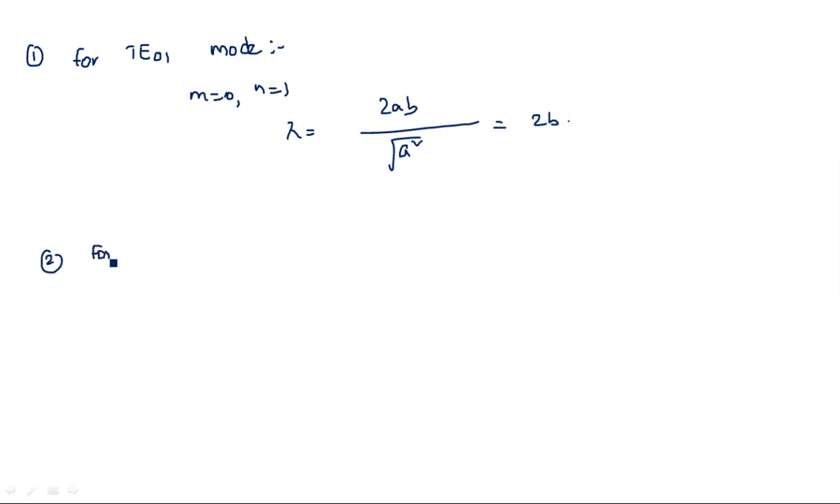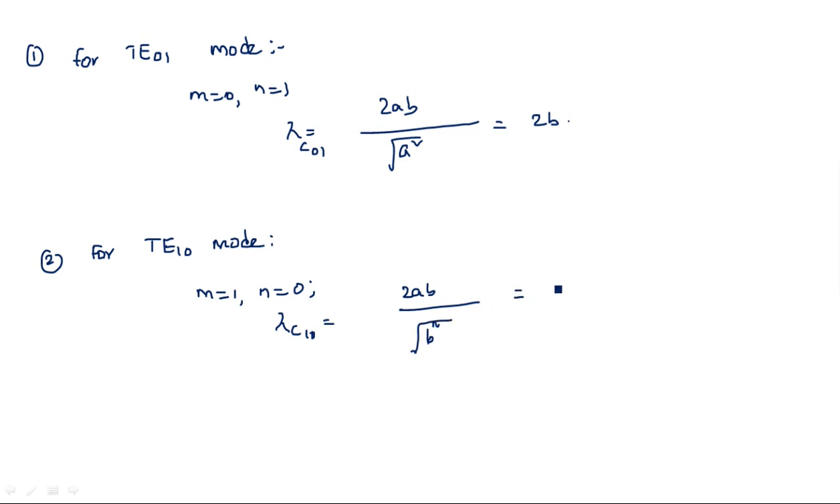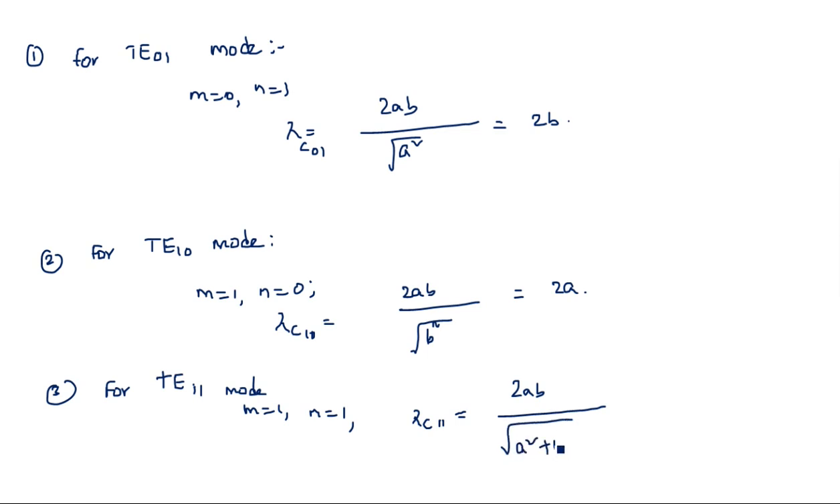Go to the second case, the TE 1 0 mode. m is equal to 1, n equal to 0. That means it is lambda c 1 0, equal to 2ab by the square root of m square b square, so b square under root, that is equal to 2a. And similarly, the third case for TE, let us consider the 1 1 mode. That means m equal to 1, n equal to 1. Lambda c 1 1 is equal to 2ab by the square root of a square plus b square.